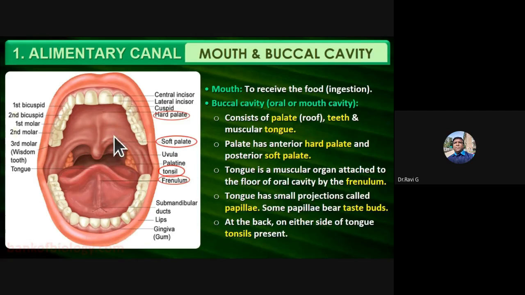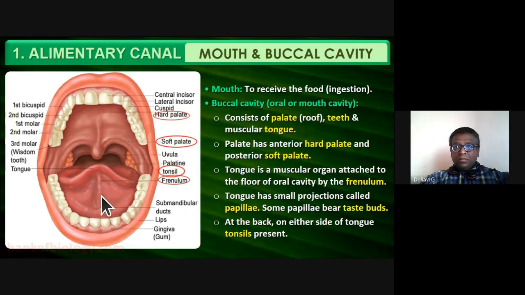The tongue is a muscular organ attached to the floor of the oral cavity by the frenulum. The tongue has small projections on it called papillae. Some papillae bear the taste buds.